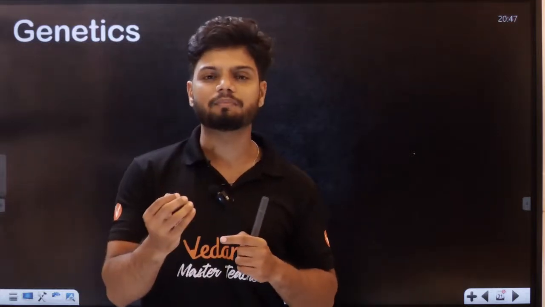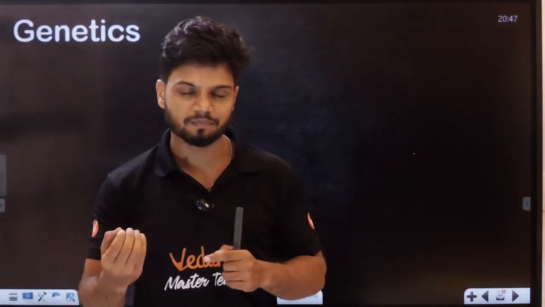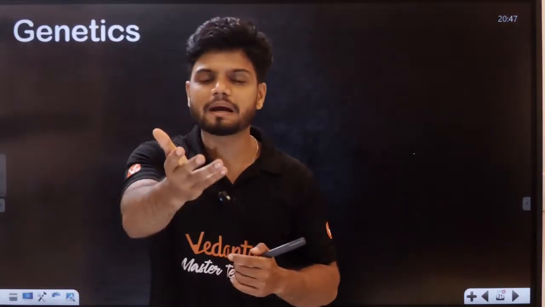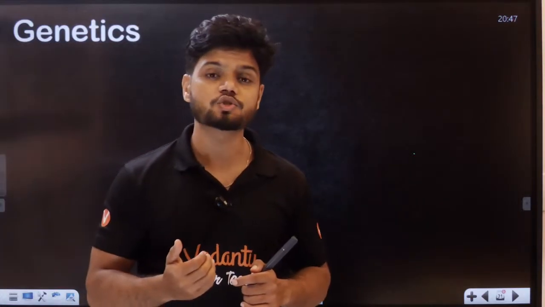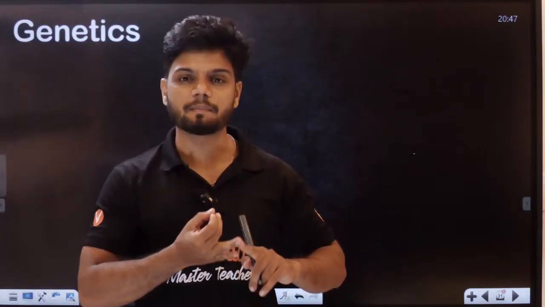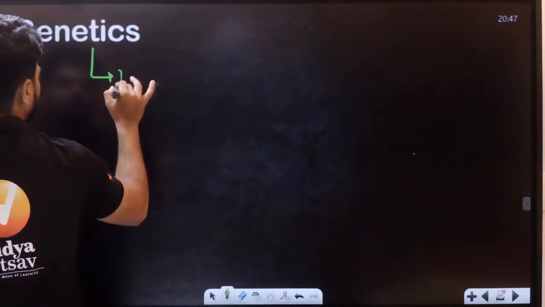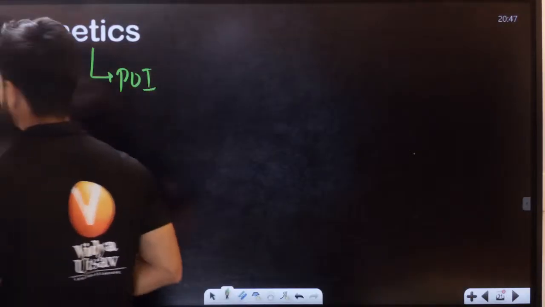In principles of inheritance, students, we understand about Mendel's work. There is something called Mendelian and non-Mendelian. If you're in class 10th, you might have understood something called monohybrid, dihybrid. You learn it here. Incomplete dominance, codominance, you learn it here.